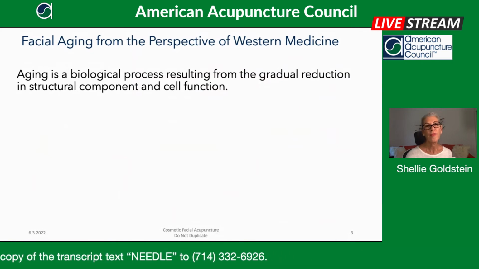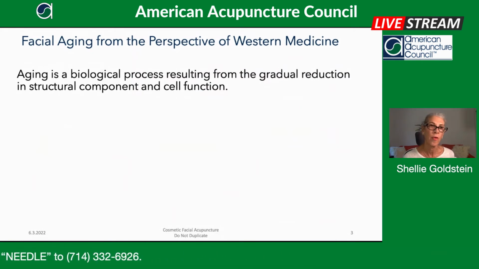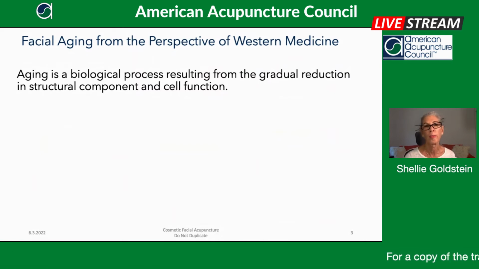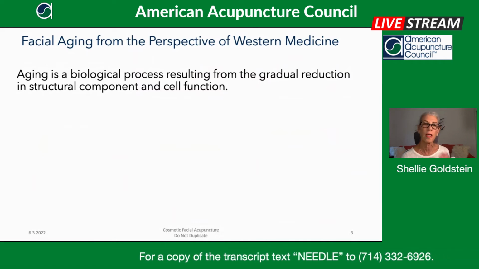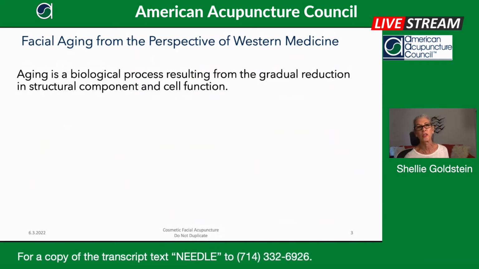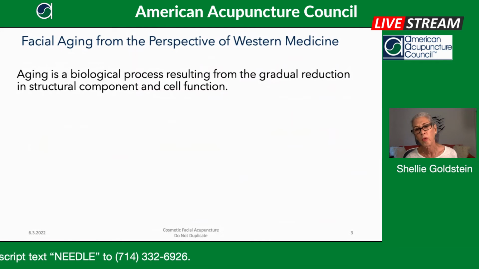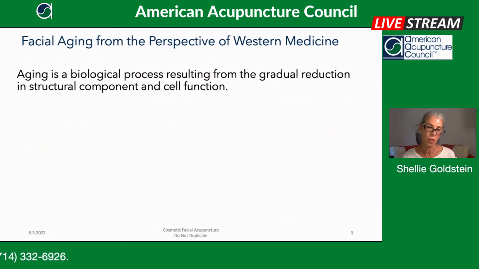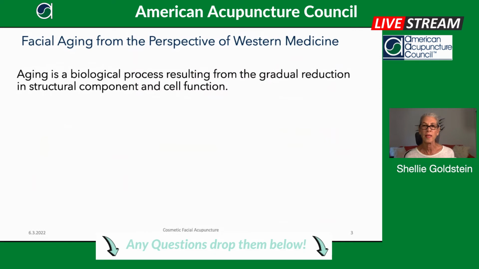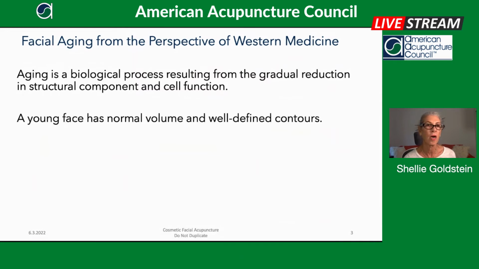When we think about facial aging from the perspective of Western medicine, we're really talking about a biological process that results from a gradual reduction in structural component and cell function. In Chinese medicine, we think more in terms of the qi and the energy and the organ systems. Whereas from a Western perspective, we're really going to look at the anatomical features of the face and then the morphological changes that we see as the face ages over time.